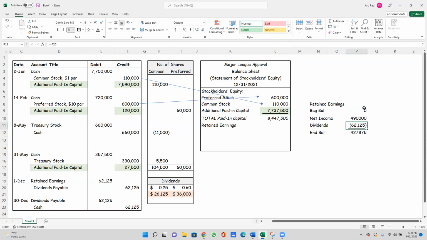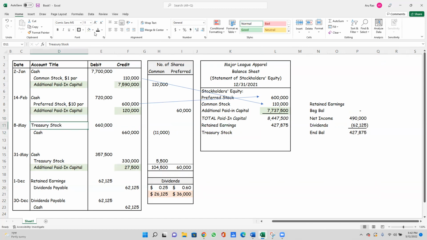just do this so we can see the numbers. So we are left with $427,875. So my retained earnings will be $427,875. And then I have this treasury stock. I still need to put that into play over here. Treasury stock, I have to subtract it. Okay, treasury stock is going to be subtracted.